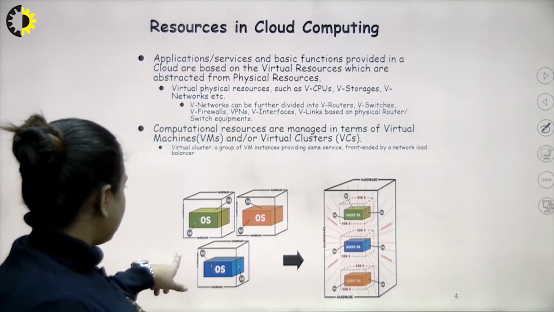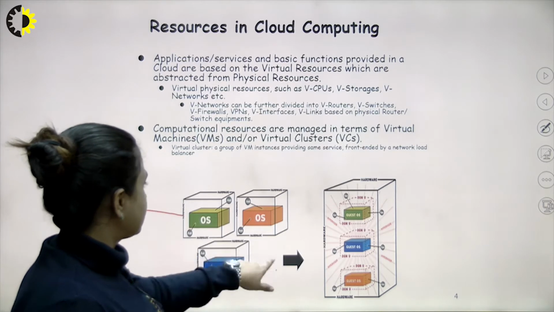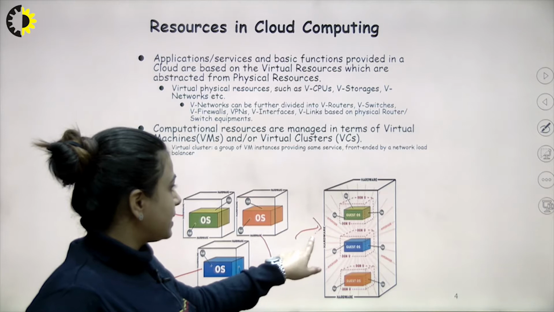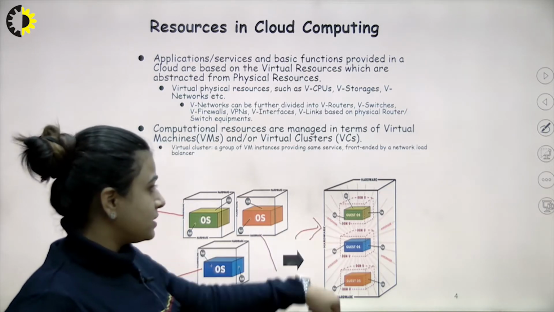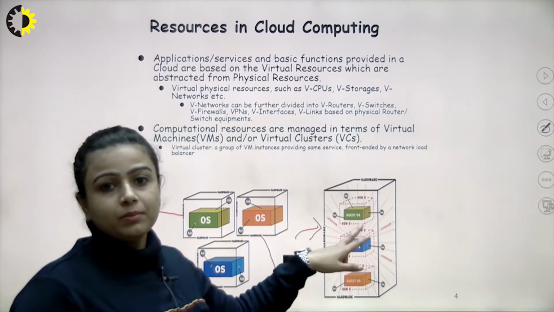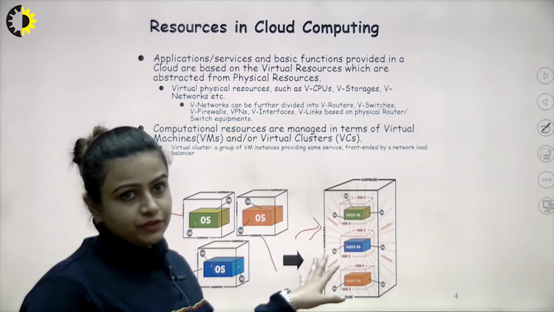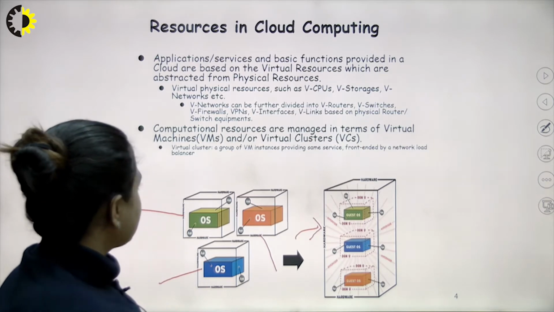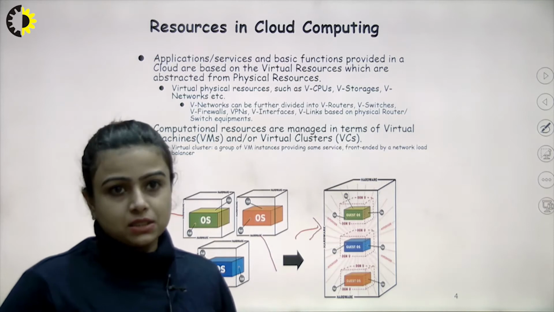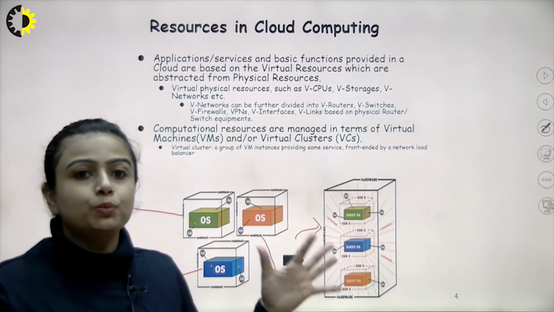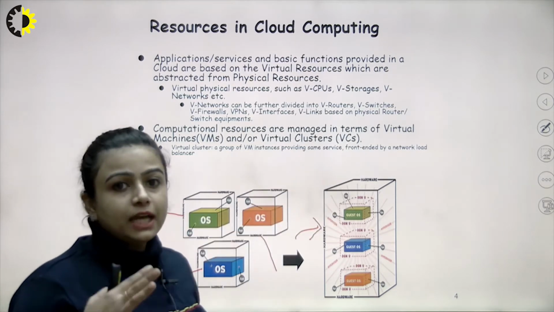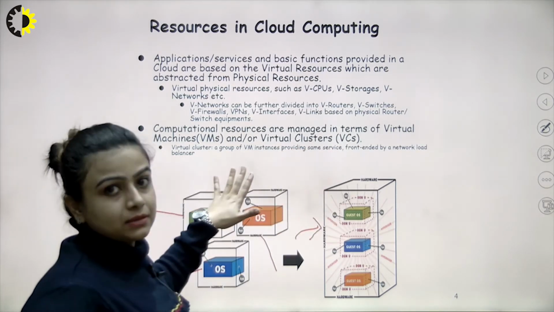As in the diagram, we can see the various operating systems which are connected and interacting with each other, and then we have the virtualized operating systems, which we consider as the host operating systems, also called the guest operating systems, being a part of this infrastructure. The computational resources are managed in terms of virtual machines or virtual clusters. A virtual cluster means a group of operating systems where the instances providing the same services are front-ended by a network load balancer, correct?